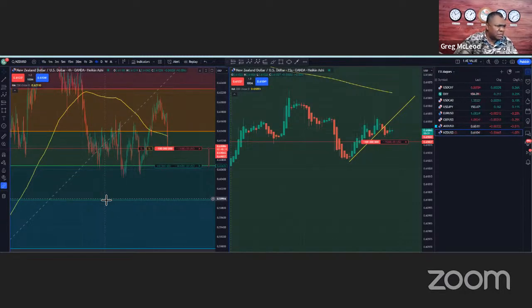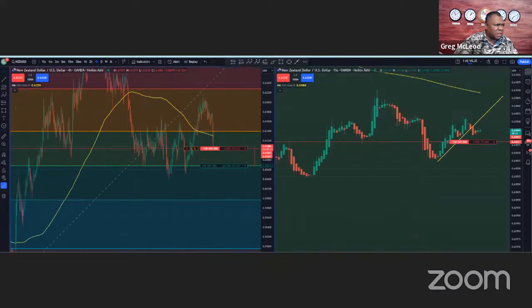Let's see. I'm gonna get rid of this when I go look at that. So Kiwi dollar seems to be the weakest, and so we'll try some Kiwi short.